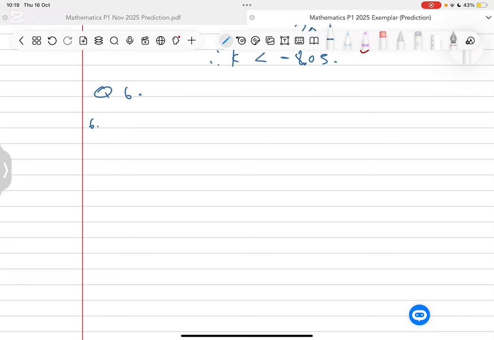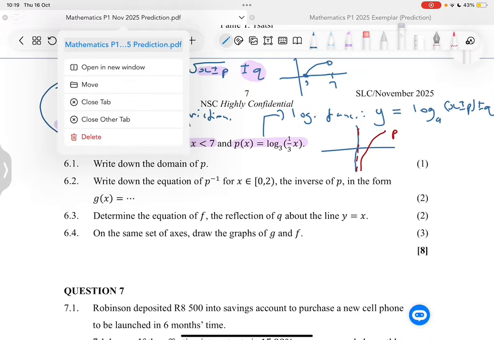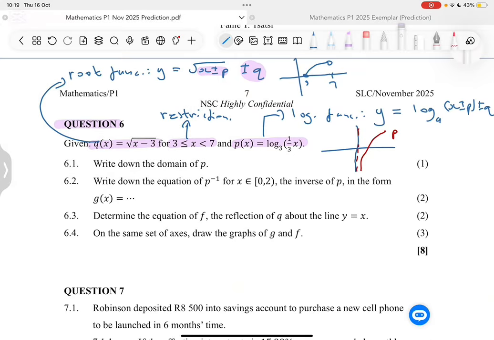question 6 and look at 6.1. Now, when you look at 6.1, they say here, write down the domain of P. Remember, the domain is all our X values that will give us our Y values.